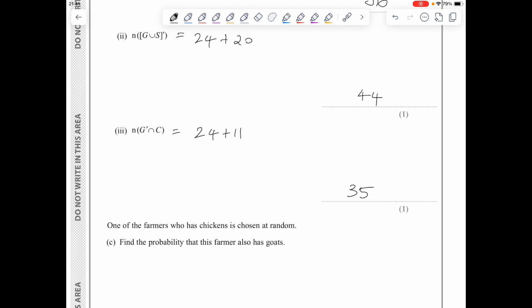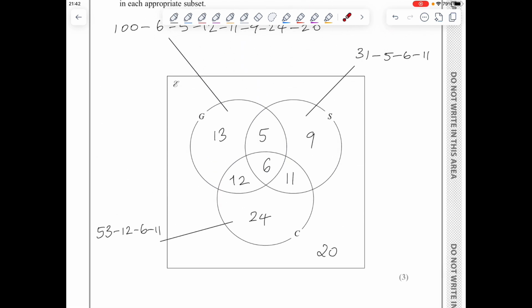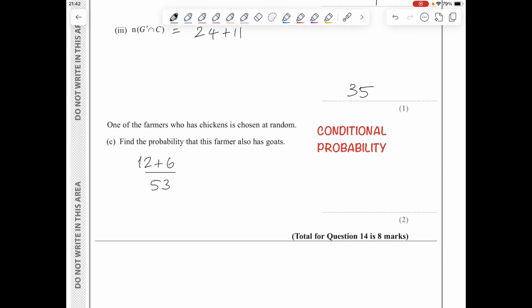In part C, it says one of the farmers who has chickens is chosen at random. Now this is a conditional probability situation. I'm only choosing from the farmers that we know have chickens, so my denominator will be 53. And I want the probability that this farmer also has goats, so let's go to the Venn diagram. So out of those 53 farmers, how many have goats? And the answer is these 12 and 6 farmers. So that's my numerator. And if I simplify, I'll get 18 over 53.